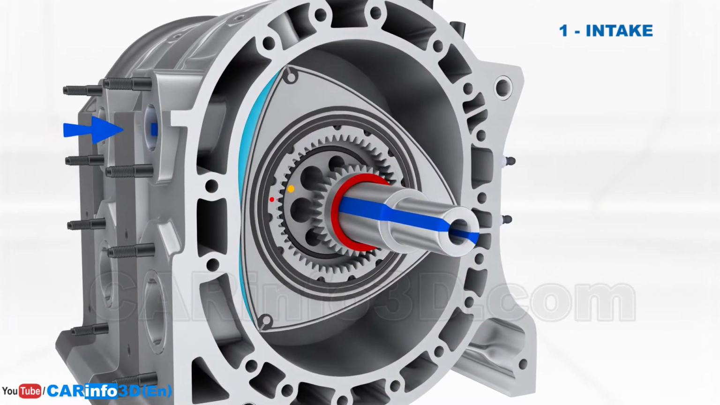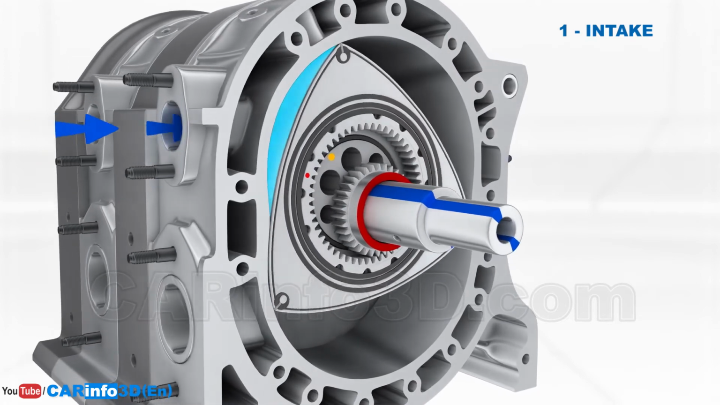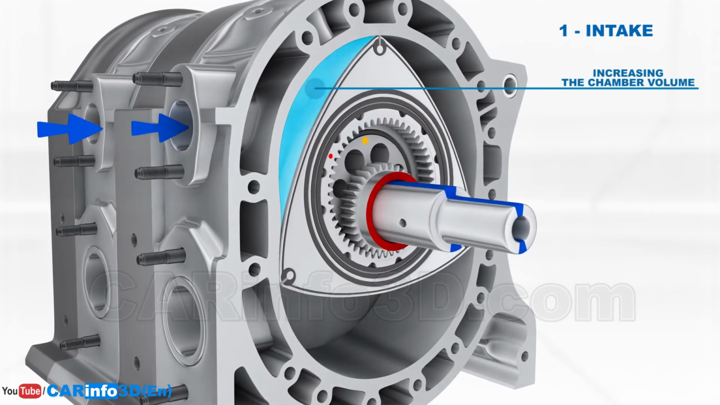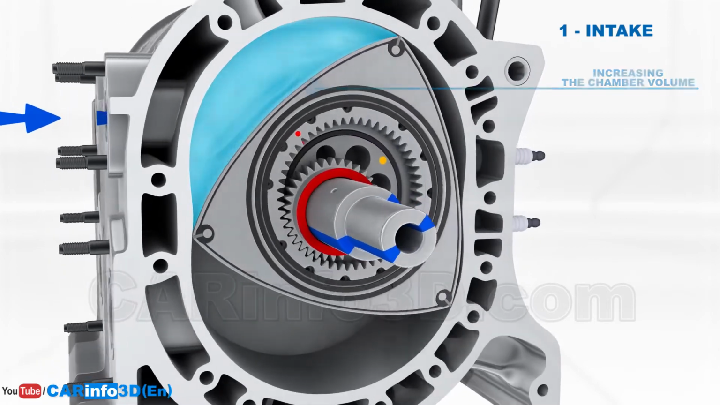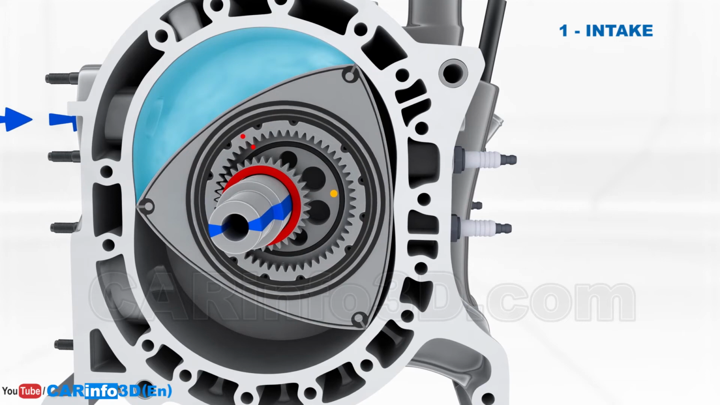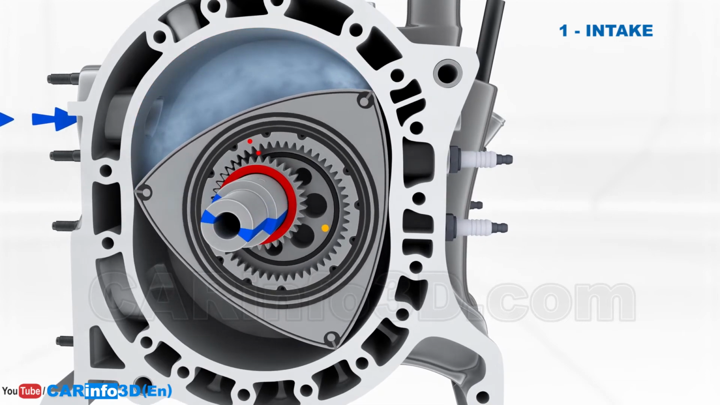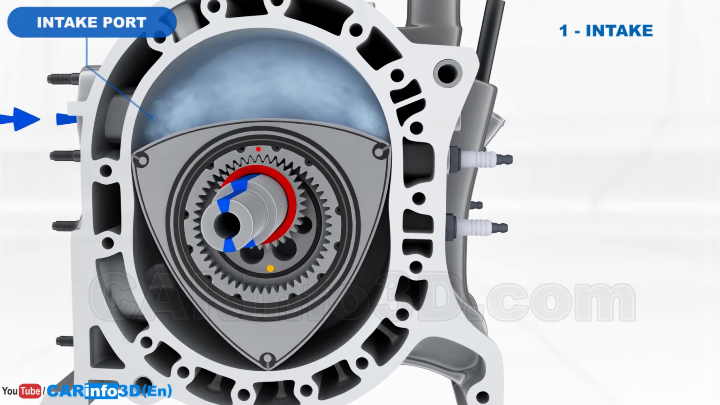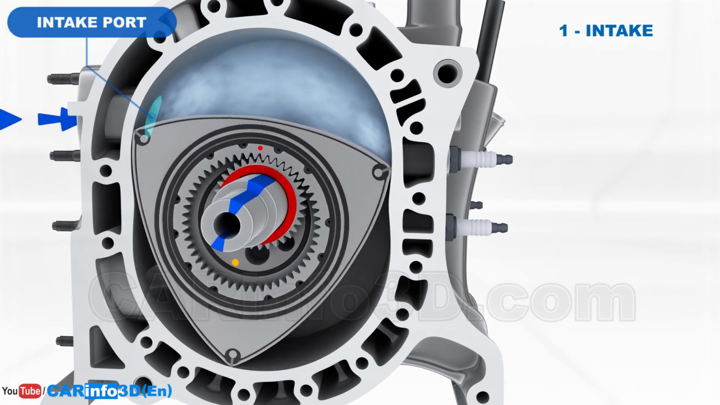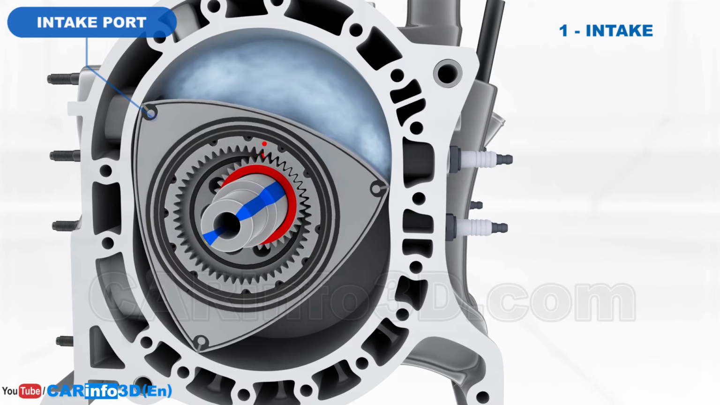During the first stroke, the intake, the rotor turns, thus increasing the volume of the working chamber, which is defined by the relative position of the rotor housing and the rotor. This generates vacuum pressure, which draws in the fuel-air mixture via the intake port. At the end of the stroke, the rotor closes off the intake port.